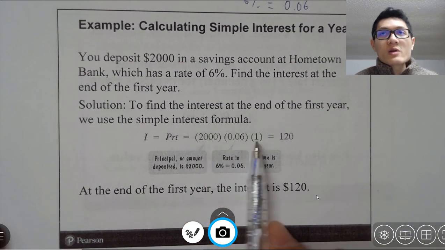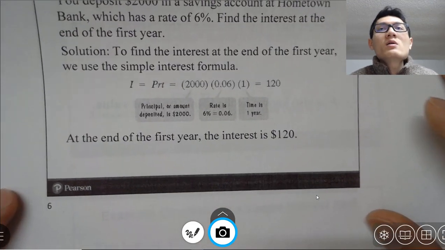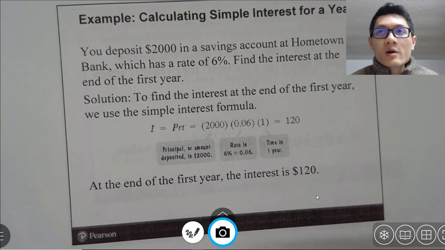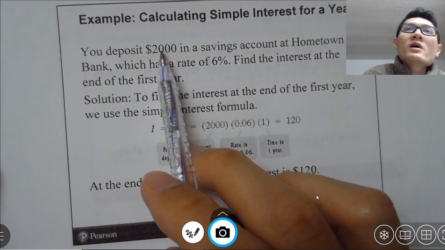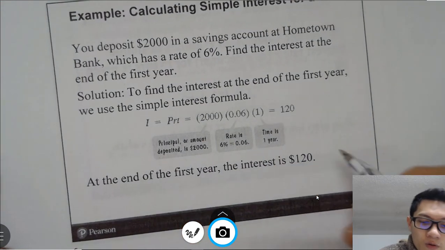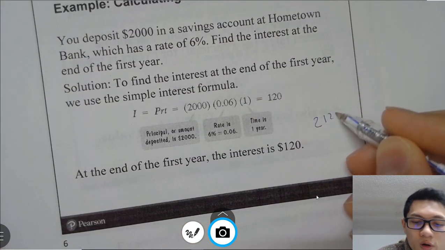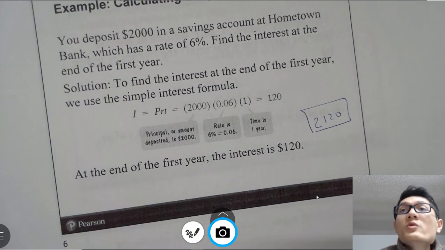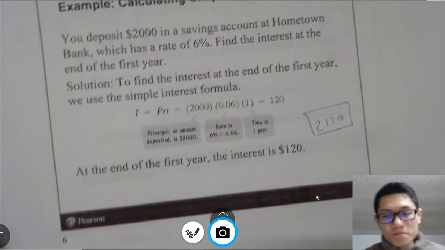So we multiply all three of them together, you get 120. So after 1 year, the interest that you earn is $120. So you put 2,000 in, and at the end of the first year your bank has $2,120. So your money rose with the additional $120 a year.